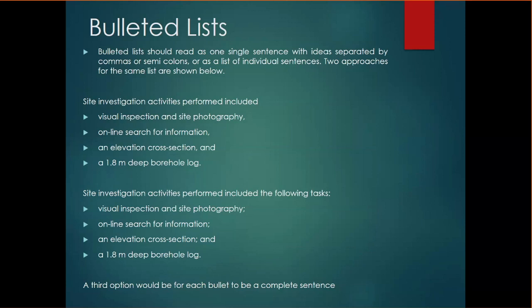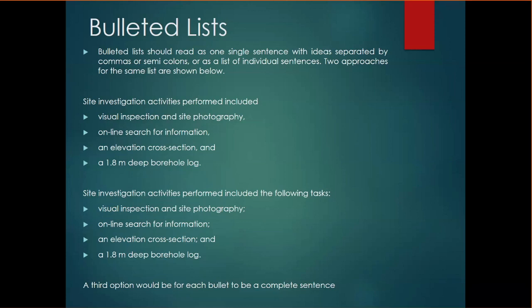Okay. Next slide, bulleted lists. There's 3 ways in which you can present bulleted lists. So the first one is bulleted lists. They should read as a single sentence with ideas separated by commas or semicolons, or it could be a list of individual sentences. I've shown you the 2 different approaches if you're going to use a bulleted list, and then your third option would be individual sentences.